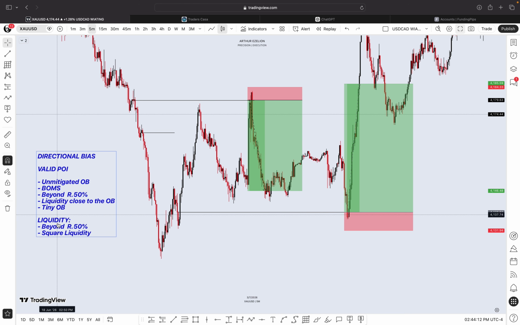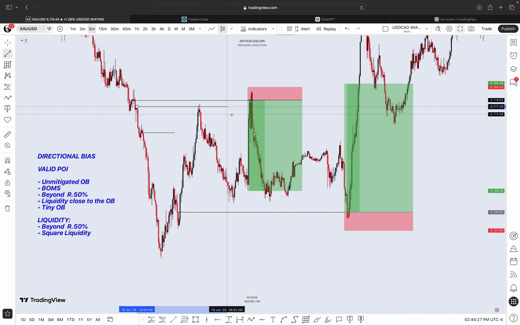Now the other block is tiny. That's something to take note of at this side. Tiny order blocks give me the best reactions, and as I told you guys earlier, you want to see square liquidity. What is this square liquidity, or a pile of liquidity? You can see all these things constitute liquidity.